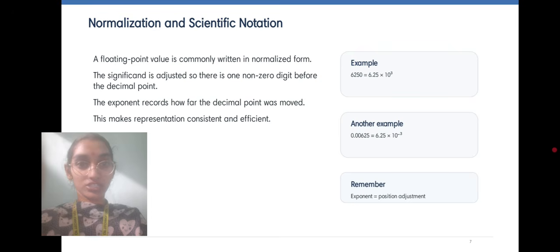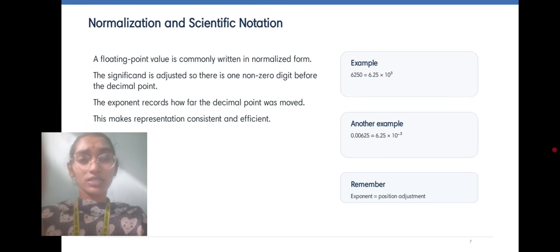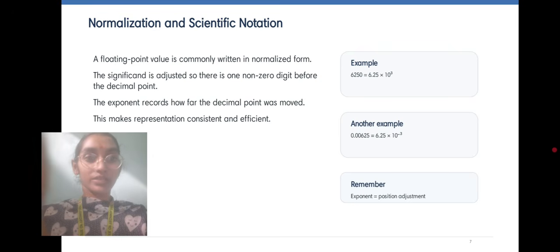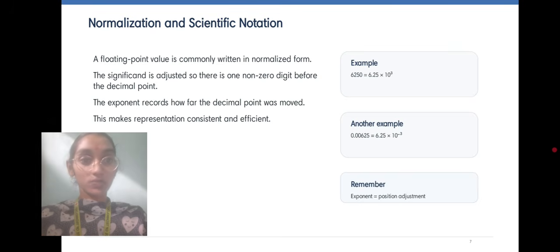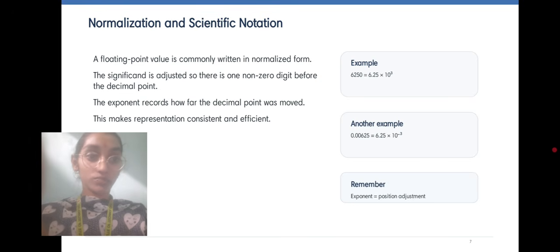Normalization and scientific notation. A floating point value is commonly written in normalized form. The significand is adjusted so there is one non-zero digit before the decimal point. The exponent records how far the decimal point was moved. This makes representation consistent and efficient. Example, 6250 is equal to 6.25 × 10^3. Another example, 0.00625 equals 6.25 × 10^-3. Remember, exponent equals position adjustment.